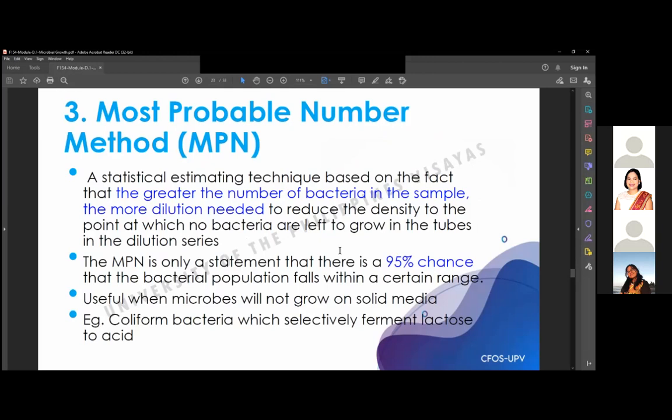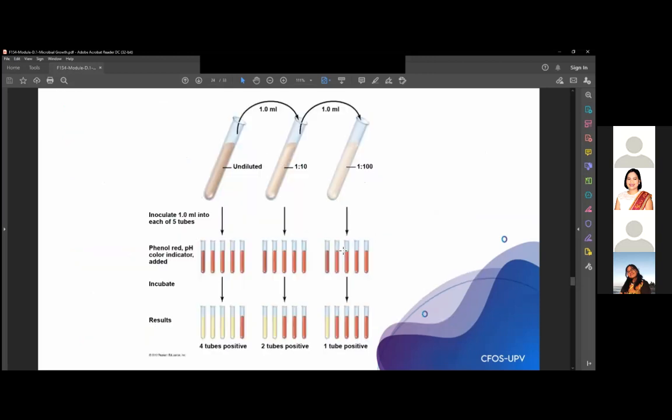Okay, so the next one is the determination of the MPN, or most probable number. So this is a statistical estimate technique, no? Nag-estimate ka lang dito kasi you know that the greater the number of bacteria in the sample, the more dilution is needed to reduce the density to countable levels. And the MPN is only a statement that there is a 95% chance that the bacterial population falls within a certain range. So usually ginagamit din yung MPN sa pag-analyze ng water sample. Alright, so let's go to the next slide, please.